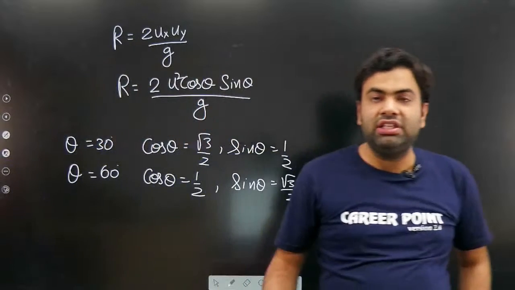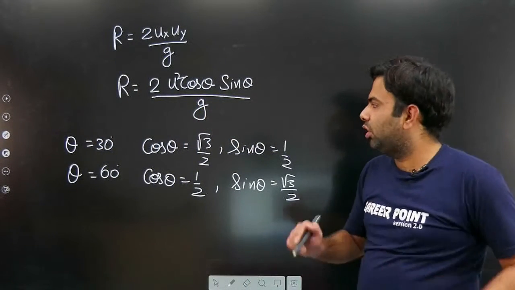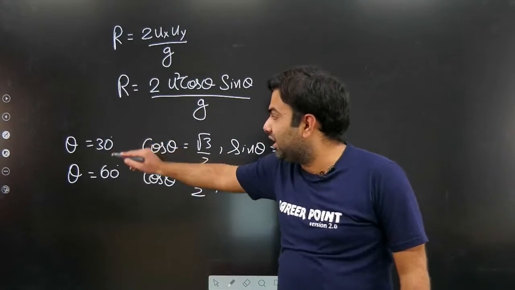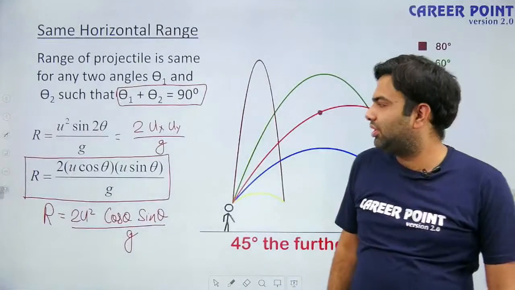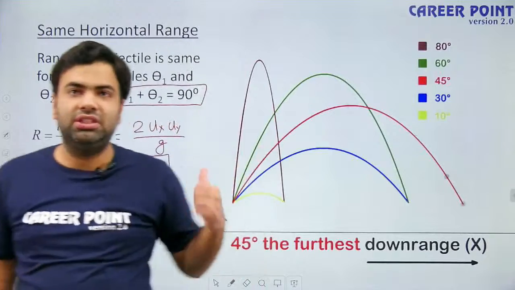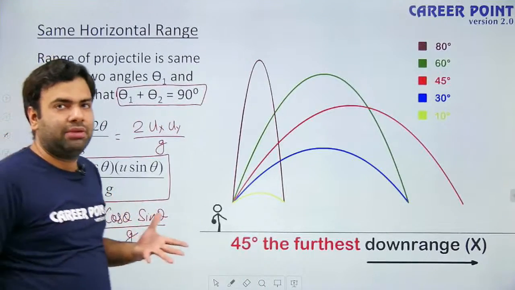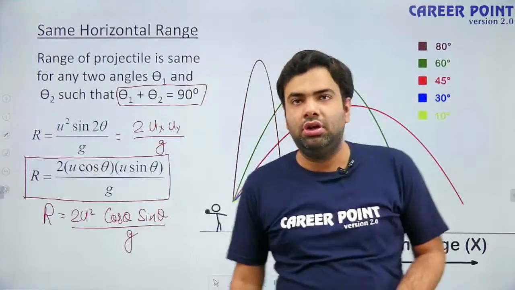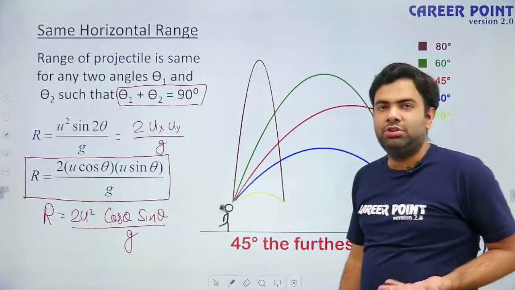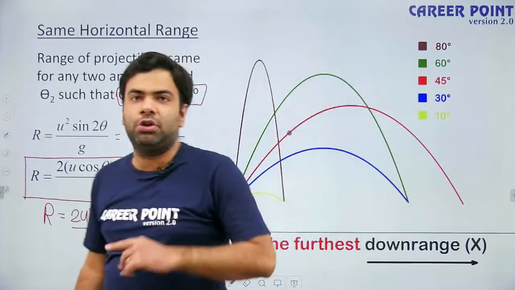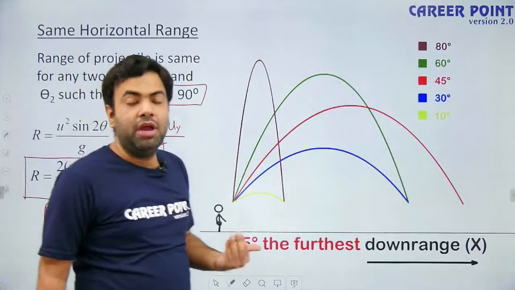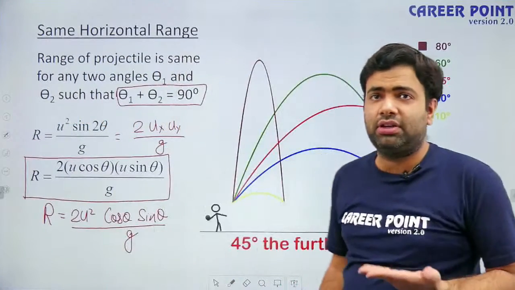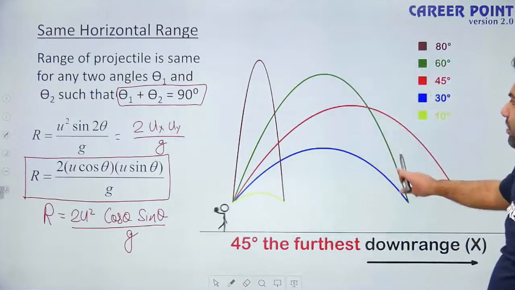That is why we have the same range for those angles whose sum is equal to 90 degree. Okay. So this information is very important. NEET exam sometimes directly asks questions on this concept. So there is no need to calculate the range for two angles. If their sum is 90 degree, that means their range will be the same. But definitely their height will be different. Okay. Maximum height will be different.